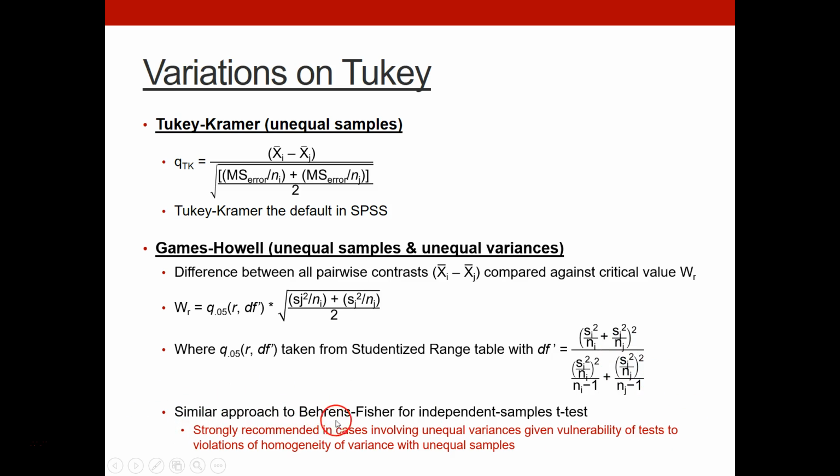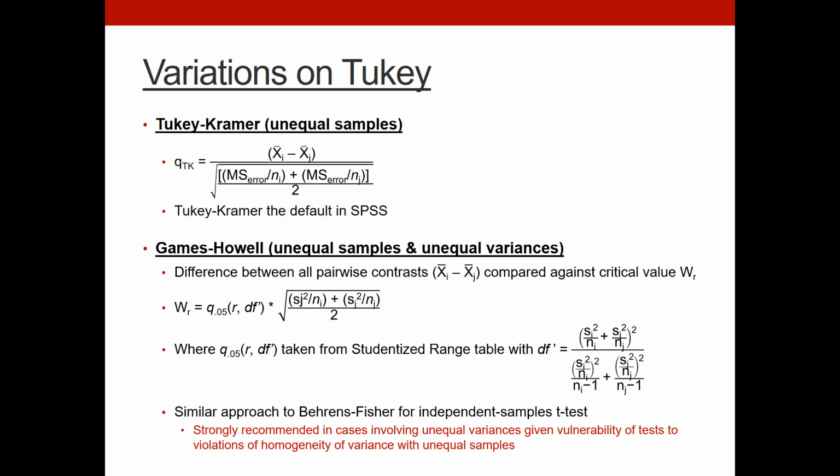This is similar to your Behrens-Fisher approach for your independent sample t-test. So when you're requesting your independent sample t and you've got the line down there that says equal variance is not assumed, this is basically your Tukey for when equal variance is not assumed. Okay, so strongly recommend this in cases where you have unequal variance and unequal sample sizes, because we do have vulnerability in these tests to homogeneity of variance when we have unequal samples and things like that.